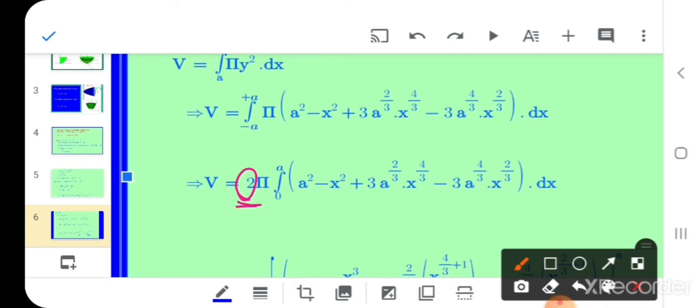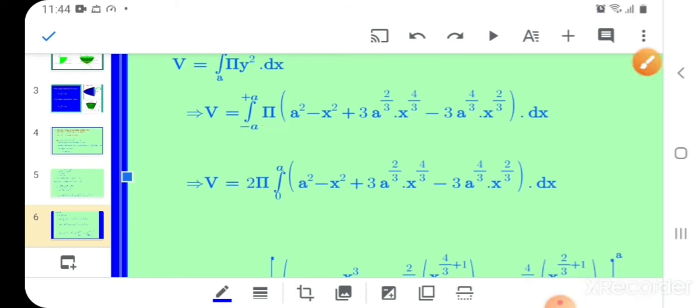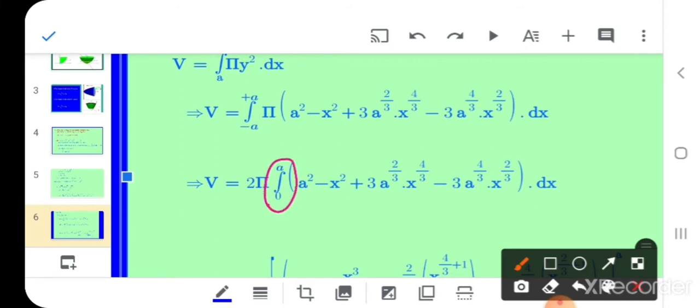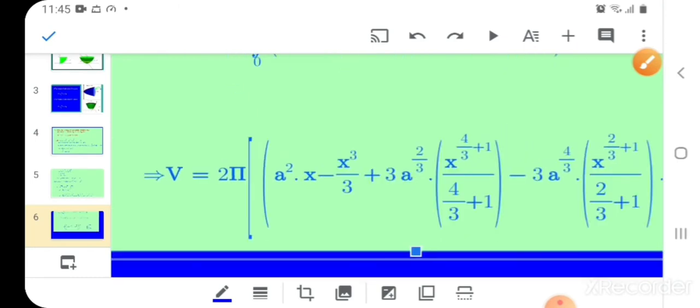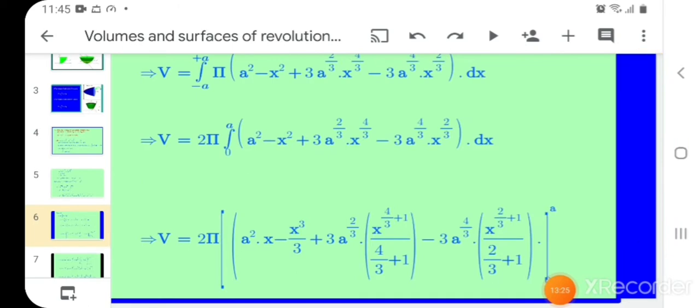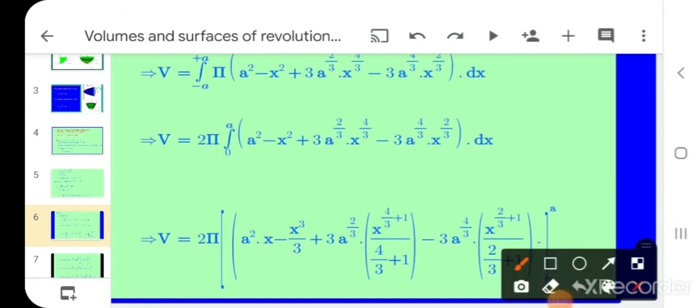So I write 2, and pi is also a constant, so I write it outside, and the limits change to 0 comma a. The remaining terms are the same, no change. Next, 2 pi is the constant. See here, 2 pi is the constant.